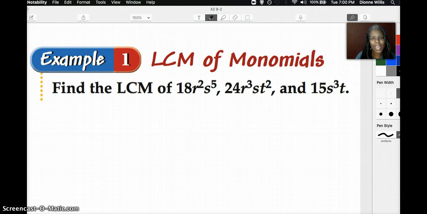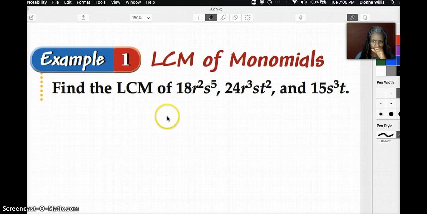So there is no vocabulary for this particular section, but you know what we're going to be doing? We're going to be actually adding and subtracting fractions that look crazy. That's kind of what's happening. And if you remember, when you add and subtract fractions, you need to make sure you have the least common denominator, or sometimes it's the least common multiple. So what we're going to do here in this first example is to practice finding the LCM.